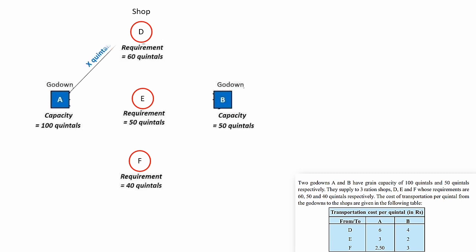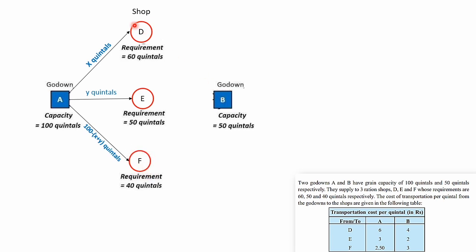As per our assumption, from godown A, X quintals are transported to shop D and Y quintals to shop E. The capacity of godown A is 100 quintals. Out of 100 quintals, X quintals have already gone to shop D and Y quintals to shop E. Only the balance will go to F, that is 100 minus (X plus Y) quintals will go to shop F.